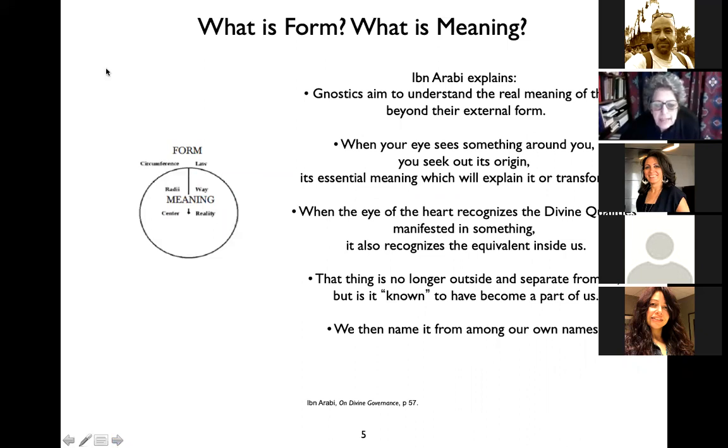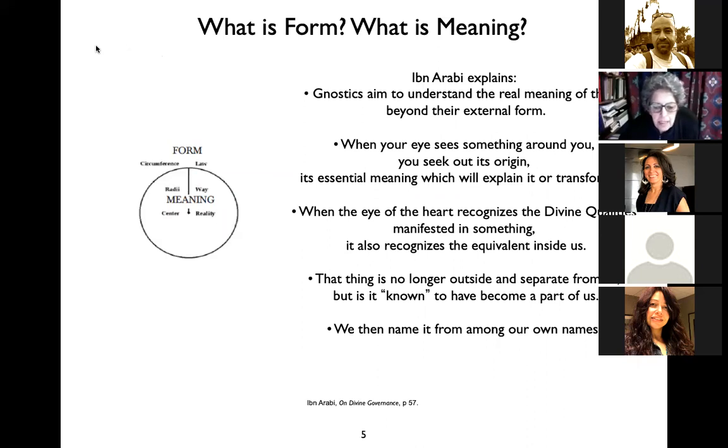When your eye sees something around you, you seek out its origin, its essential meaning, which will explain it or transform it. With the eye of the heart, when the eye of the heart recognizes the divine qualities, the Asmaul Husna, manifested in something, it also recognizes the equivalent inside us. So what does that mean? For instance, when we see God provides us with our sustenance, and then when we see that we can provide our family with our sustenance, we're actually recognizing that that name and quality is within us as well as being in the universe through God's acts.